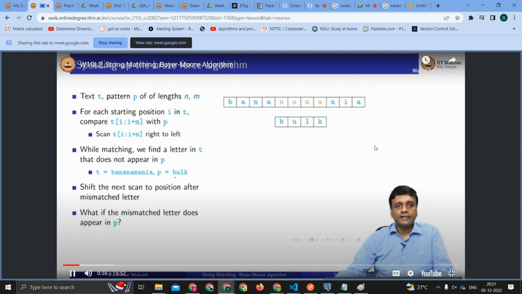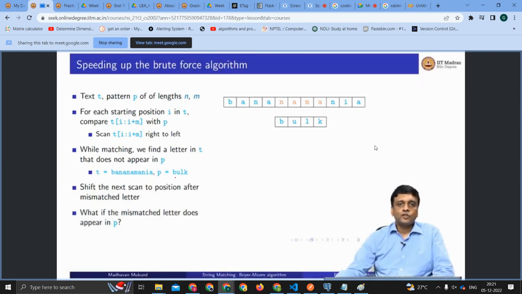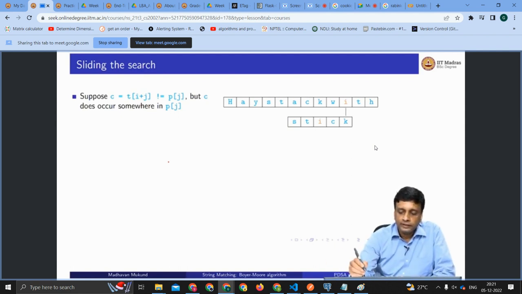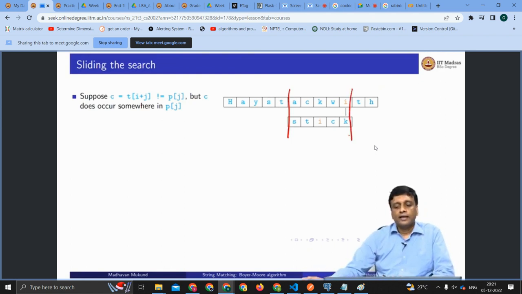Because we know that that A cannot match anything in the pattern. But this is, of course, a special case. What do we do if we have a mismatch, but that letter does appear in the pattern? Can we do anything intelligent in that case? So let's look at this example. So we have this pattern which is called stick, and we have the text which is haystack width. So if we march along from left to right, eventually we will reach, say, this slice that we are examining against our pattern. And now when we do our right to left scan, the first letter which does not match is I in the text and K in the pattern.